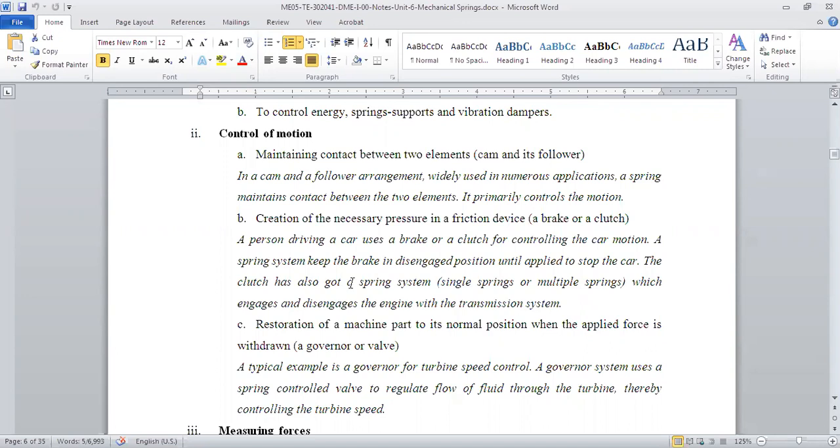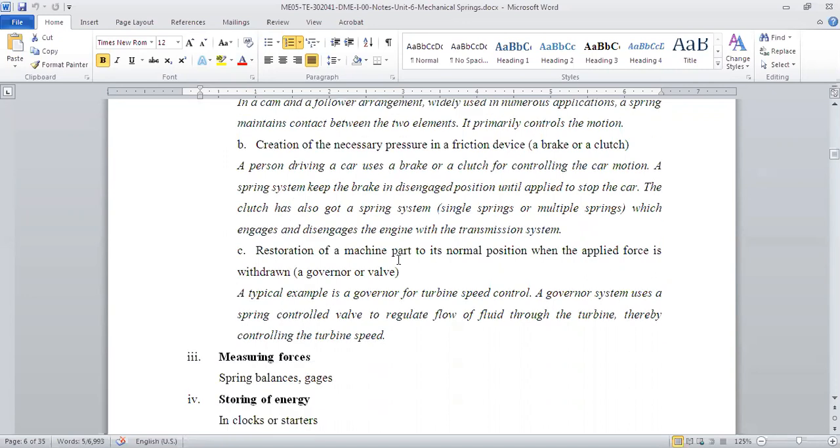Also in the clutch, we have springs. With the spring, the clutch will have whatever action that it does, right? Another application for controlling the motion is restoring the machine parts to normal position when the applied force is withdrawn, right? Like a governor, when it rotates, it will go to some position, and when the rotation stops, it will come back to its original position. Or turbine speed control, so speed control mechanisms use springs.